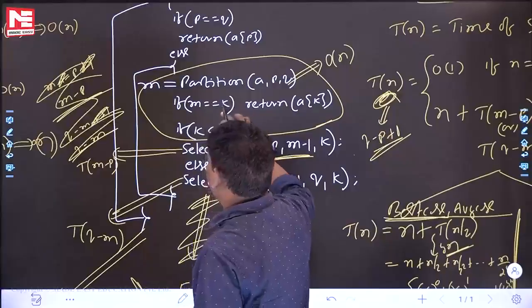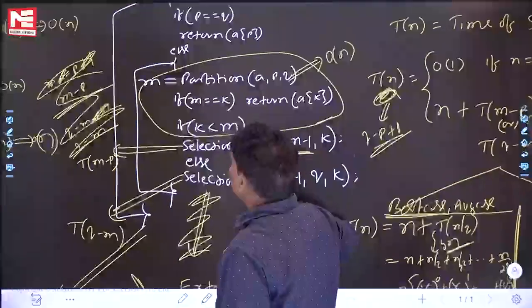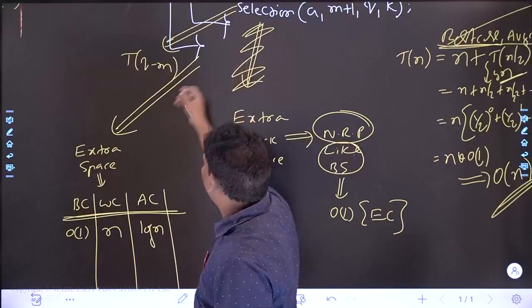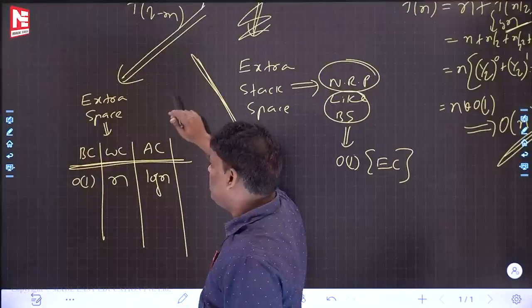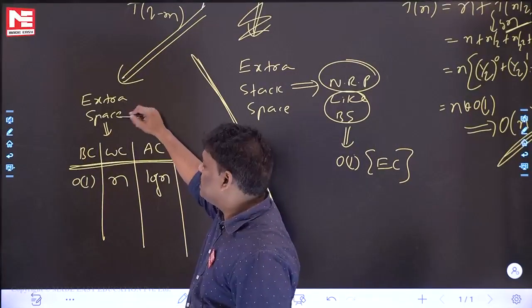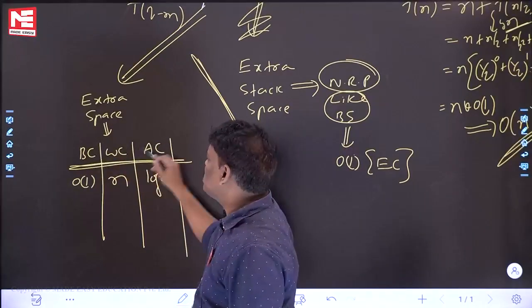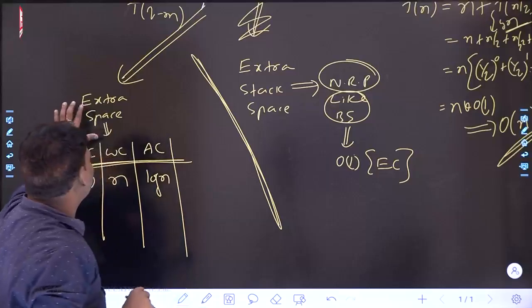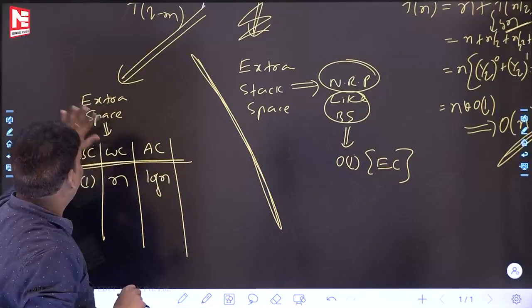Let's come to the next one. This program, stack space, how much? See, I have written the lines also. This program's stack space is going to be extra space. Extra space is going to be best case, worst case, average case. See, all three I have written. This program, extra space or extra stack space, whatever it is.